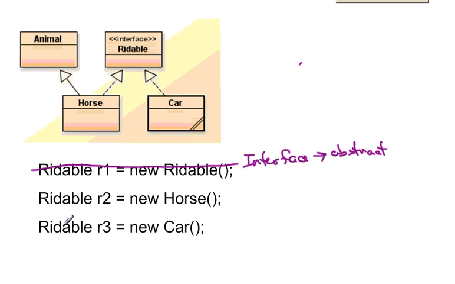The next one, Writable r2 = new Horse. That will work because a horse is a writable, as will Writable r3 = new Car. That will also work because a car is a writable. But bear in mind here that you will be restricted to methods that writable has available.